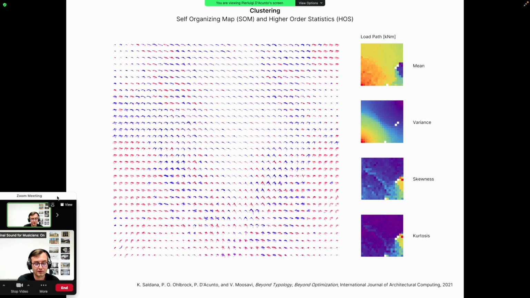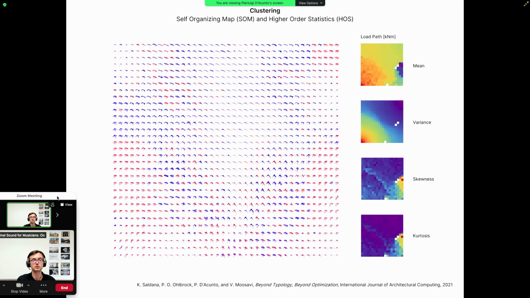This, in the first place, is used in order to create a more intelligible map or visualization of the design space. Each of these cells actually contains a certain number of structures from the original design space that are all clustered within that cell because they are all similar in form.